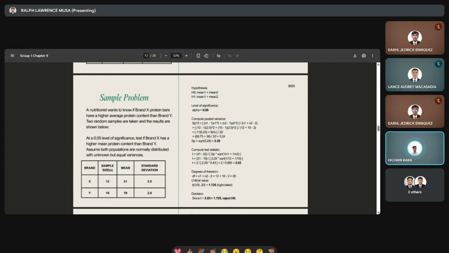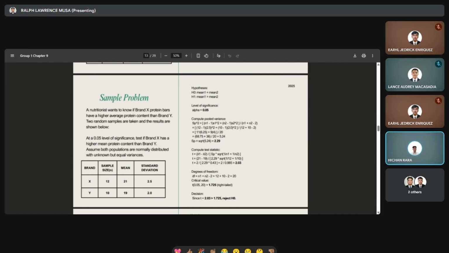What we get there is 5.24, which is squared. Then we take the square root again to get the standard deviation, which is 2.29. Then we compute the test statistic, substituting back our values into the formula. We will get the value of 2.03. Then, again, degrees of freedom, denoted by DF. What we get there is 20.